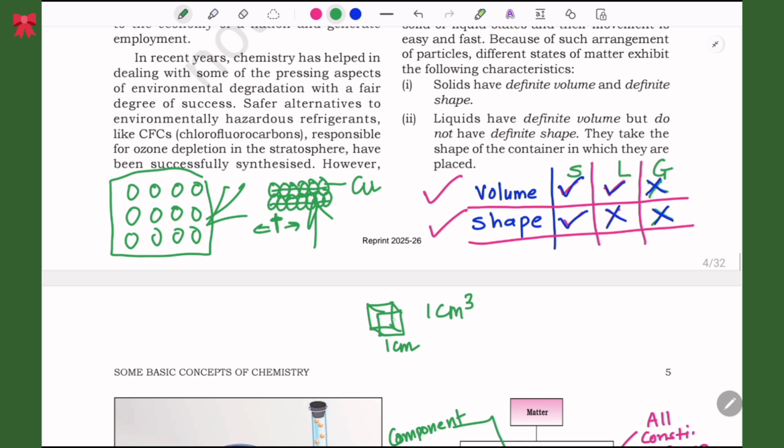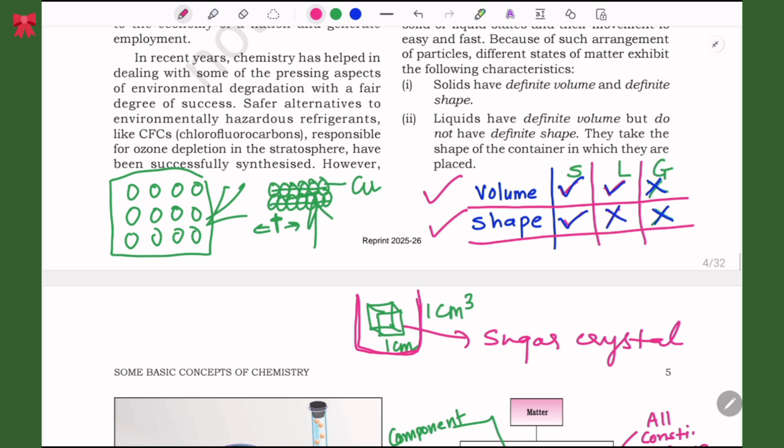Even if you place this cube in another container, in a beaker, let's imagine that this is a crystal of any solid like sugar, for example. If you place it in a container like this, do you think its shape is going to change from cube to cuboid or to spherical or to something else? Absolutely no. Its volume is fixed and also its shape is fixed.